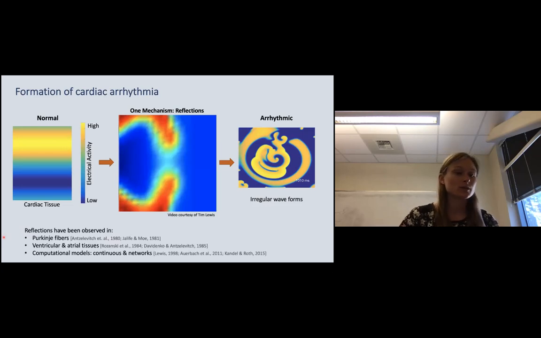I want to point out also that these reflections have been observed both experimentally and numerically before. They've been observed experimentally in Purkinje fibers, which are in the ventricles of the heart. They've also been observed in ventricular and atrial tissue. And they've also been observed in computational models, both from a continuous standpoint, like a PDE standpoint, and in network models as well. So we're going to be focusing on these reflections as a 1D process.